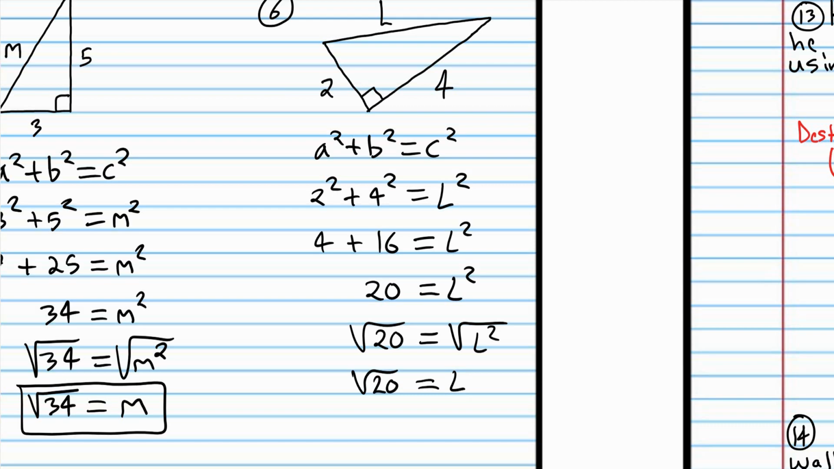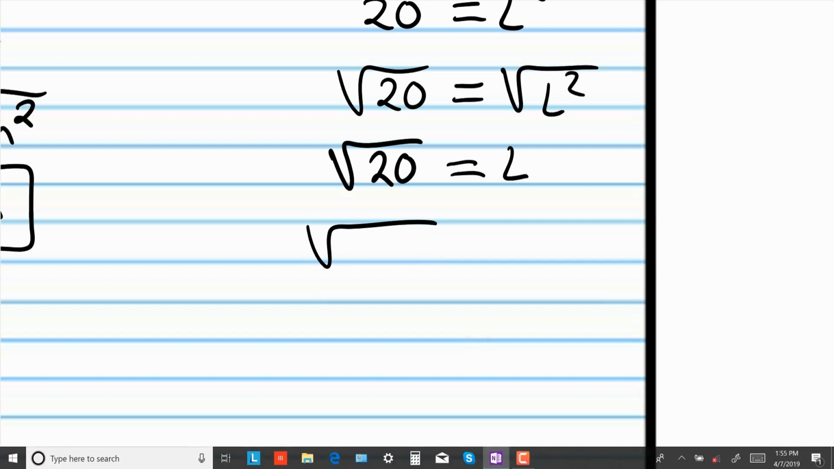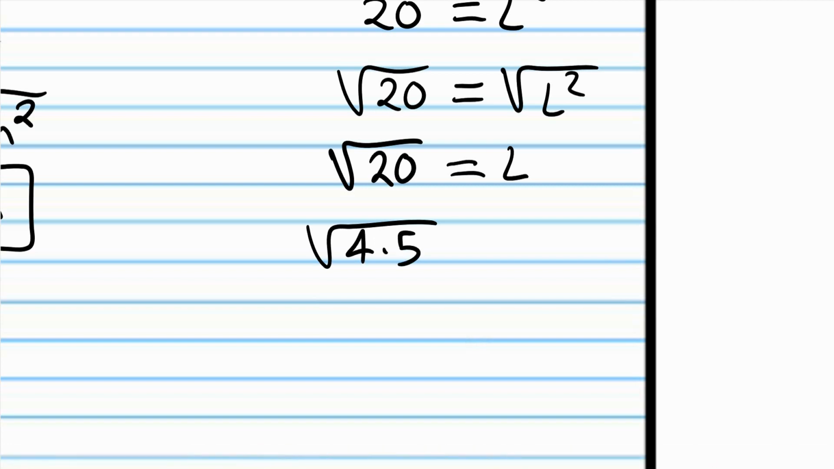But the problem with square root 20 is it has a perfect square as a factor. So again, mathematicians don't like leaving square roots with perfect square factors. So what we're going to do is we're going to factor 20. Now, if I factor 20 to 2 times 10, that doesn't do anything because neither 2 nor 10 are perfect square factors. But if I factor 20 to 4 times 5, that does something because 4 is a perfect square. Then I'm going to break it up to square root 4 times square root 5.